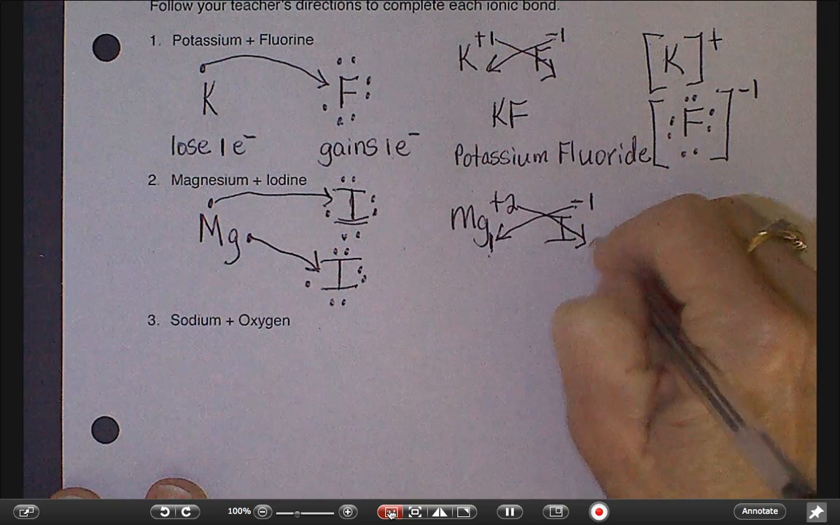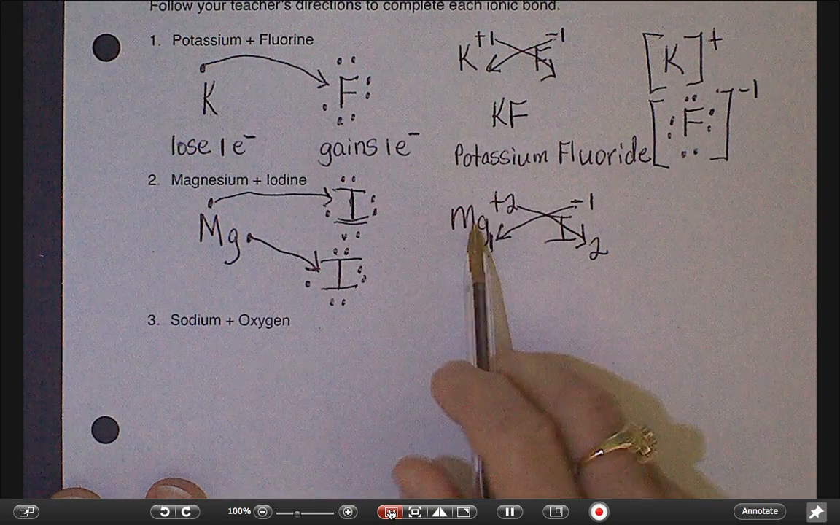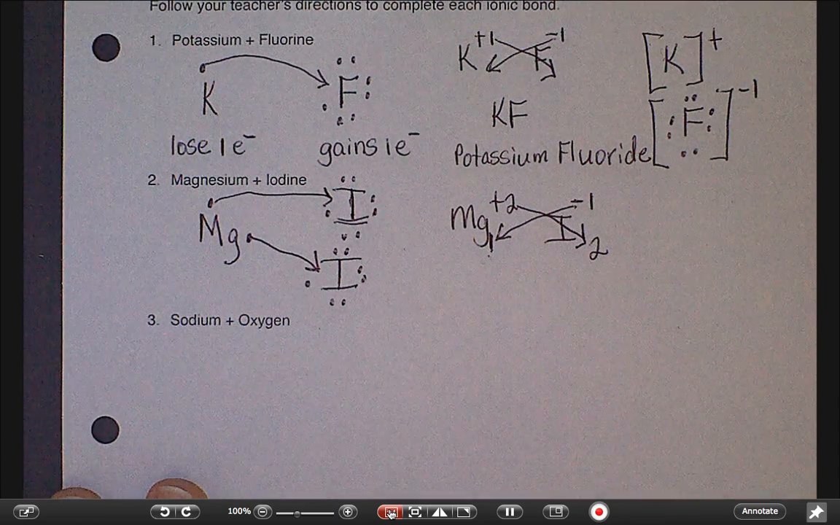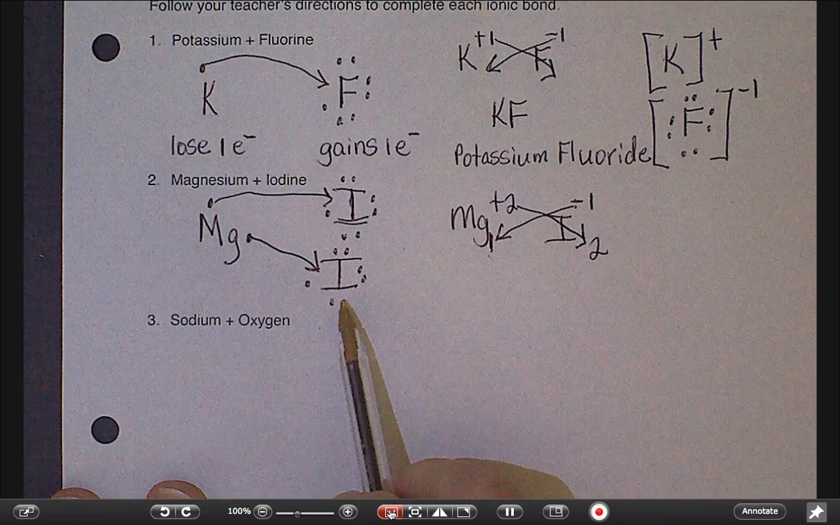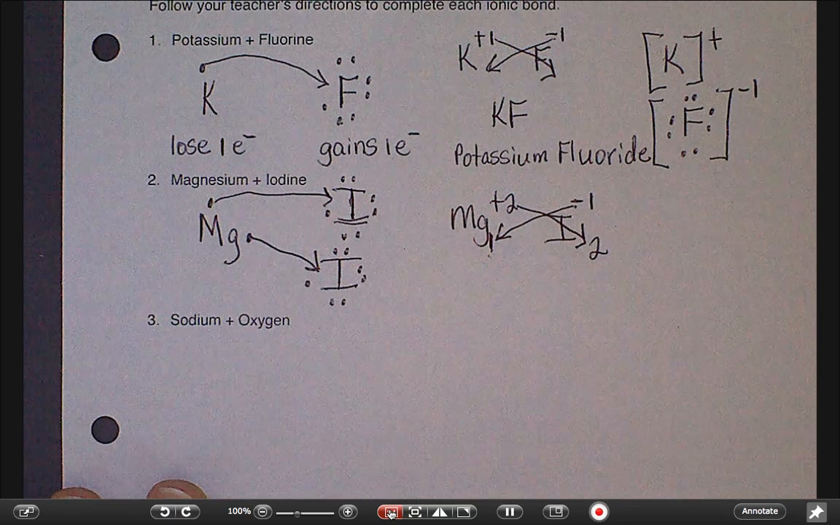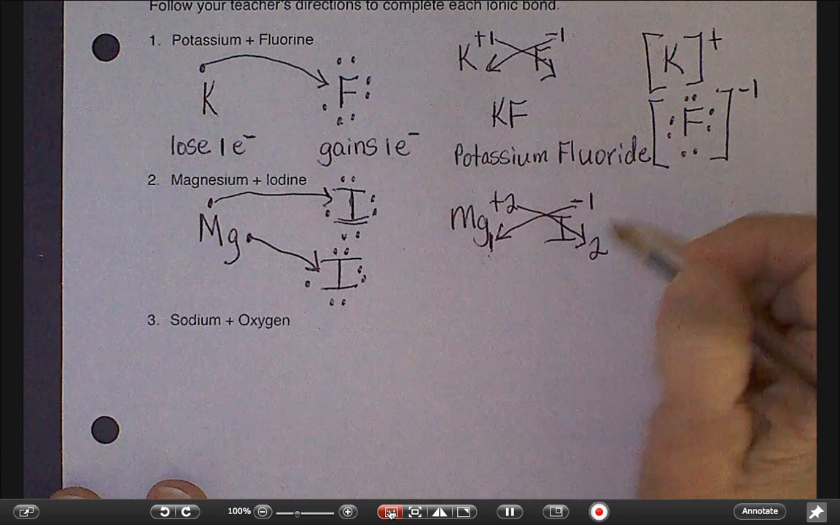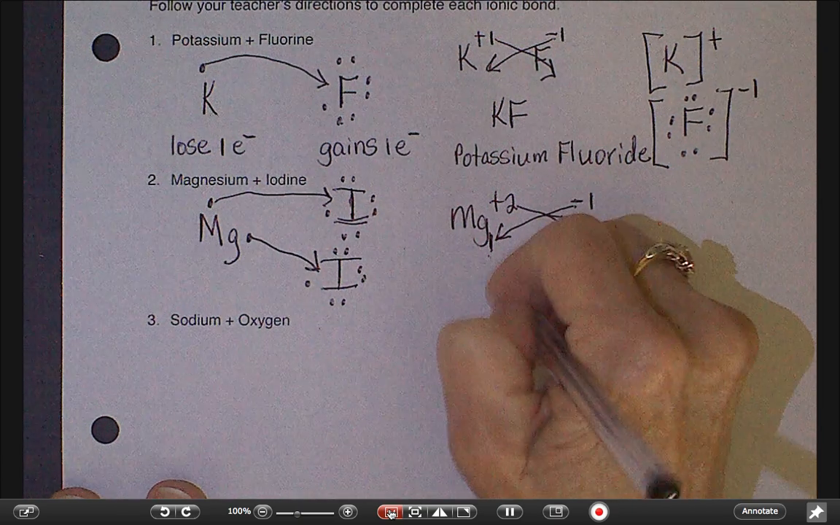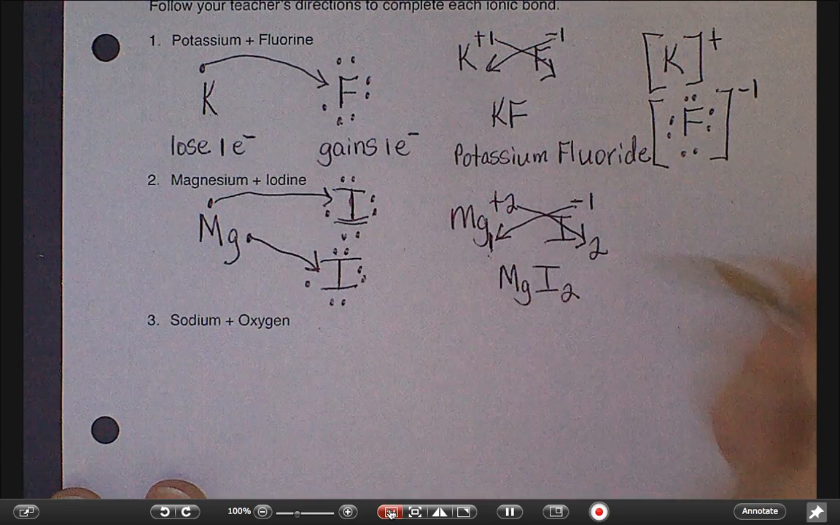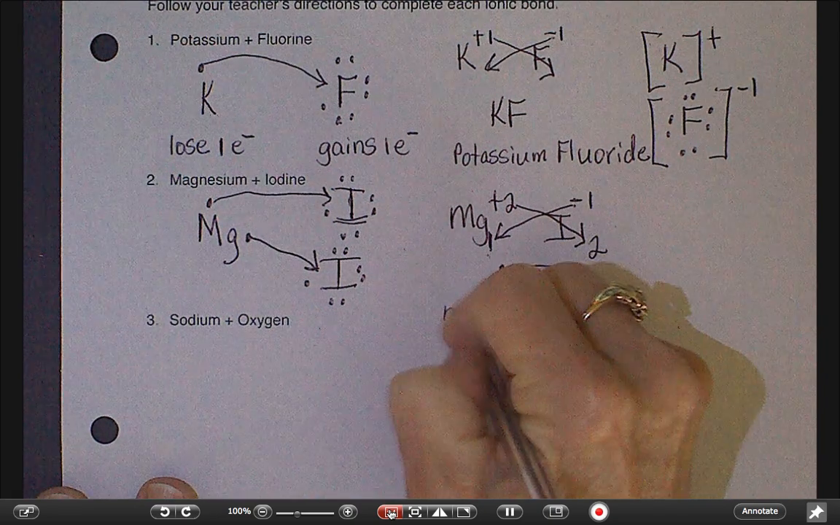We're doing crisscross applesauce. How many magnesiums? 1. A 2. Okay. Can you see over here 1 Mg and 2 I's? Yes. Because in order for the charge to go to 0, it takes 2 I's to do that. So my formula is what? MgI2. What's its name? Magnesium iodide. Correct.